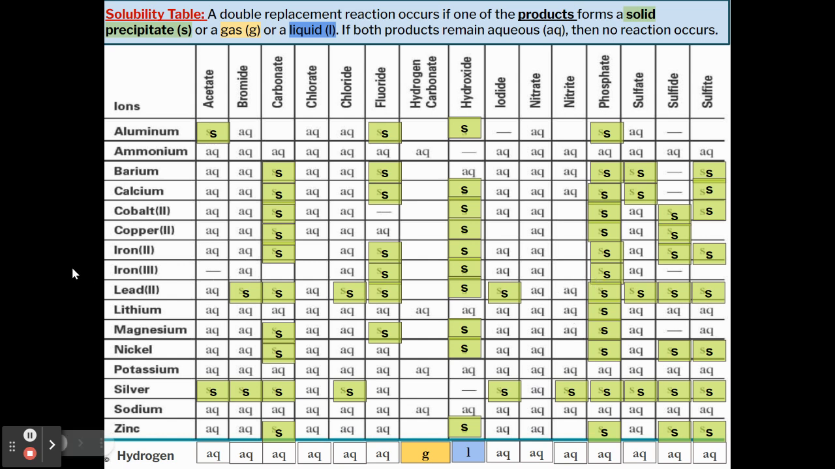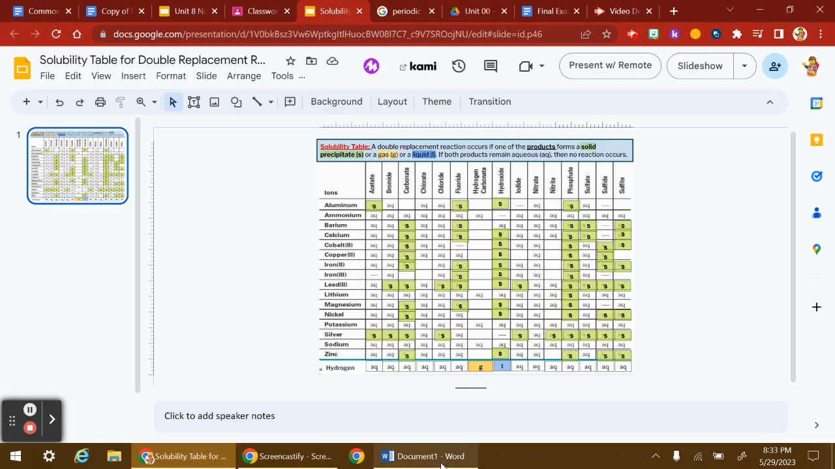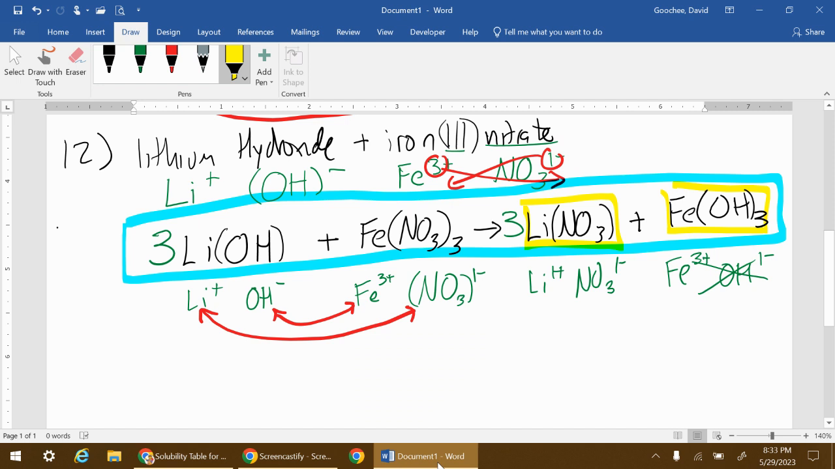The other thing was iron 3 hydroxide. So here's iron 3 hydroxide. Yes, iron 3 hydroxide is a solid. So this reaction does occur because the iron 3 hydroxide that forms is a solid. All right. And at least one of our products has to be a solid for a double replacement to occur. Let's do another one.